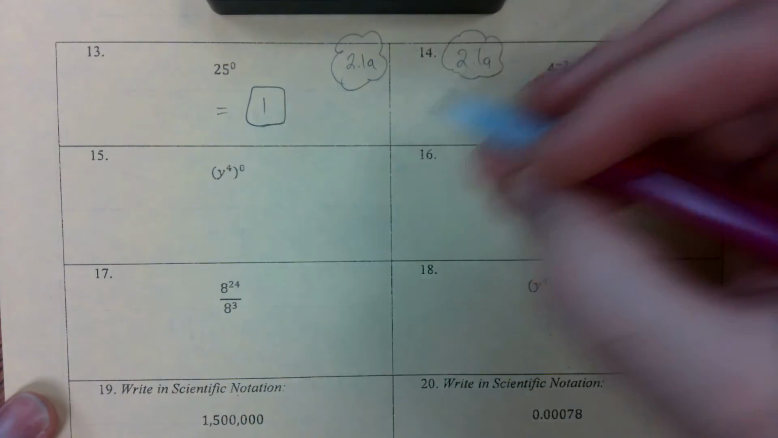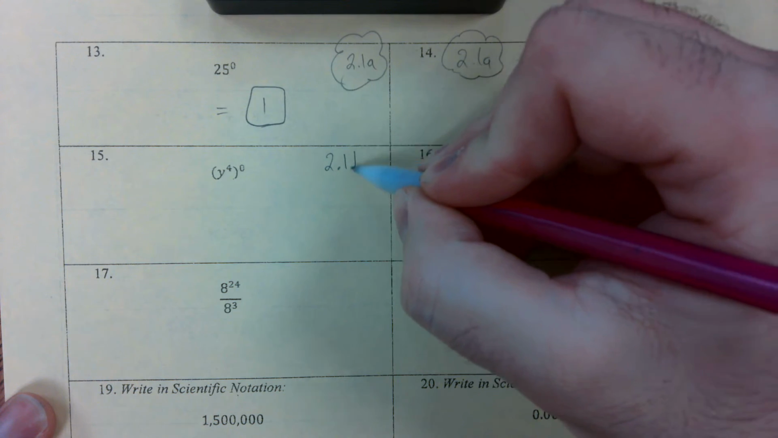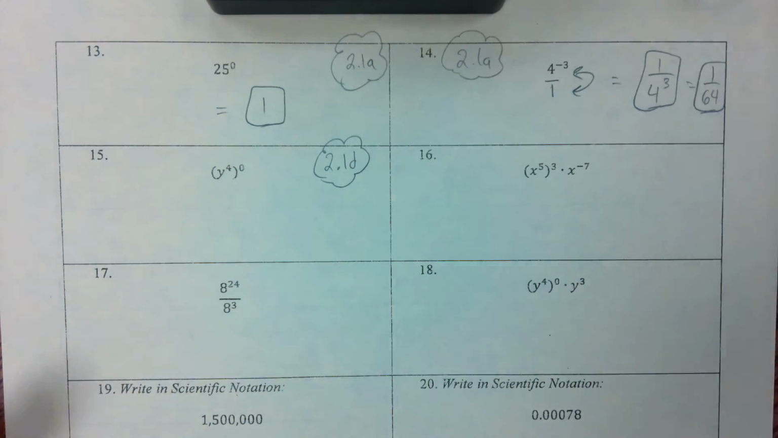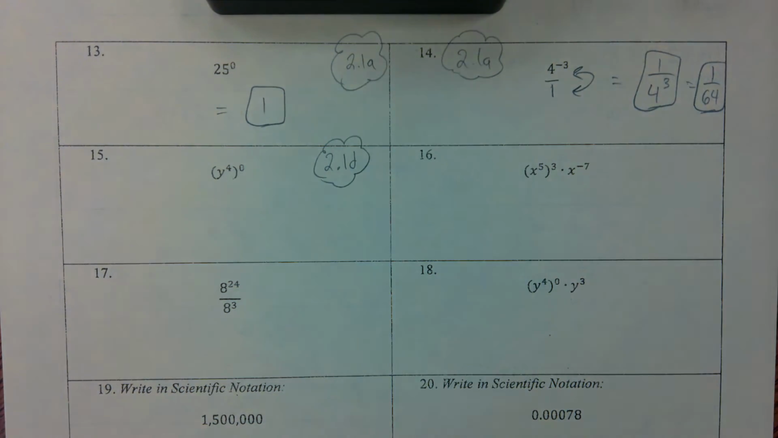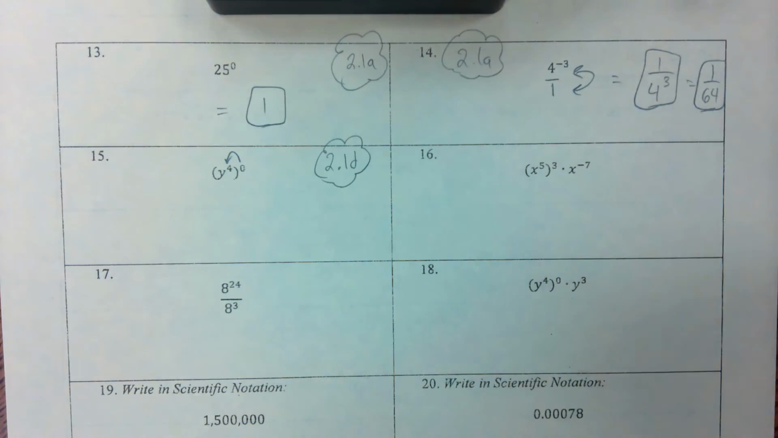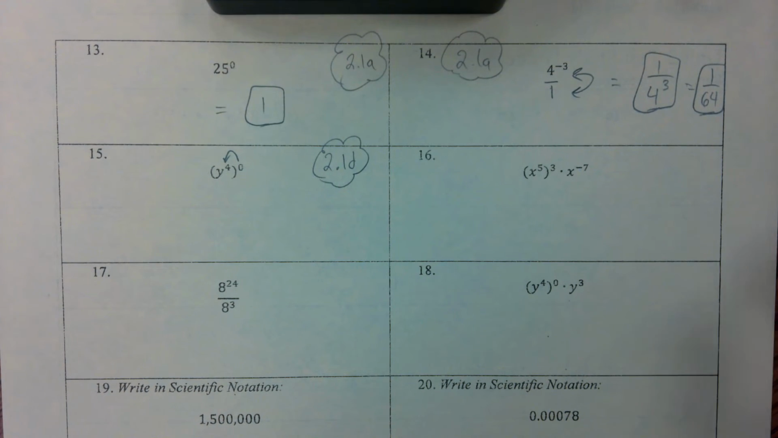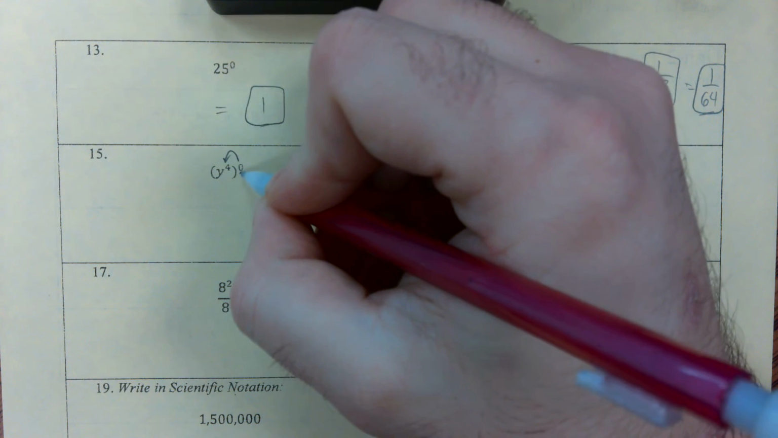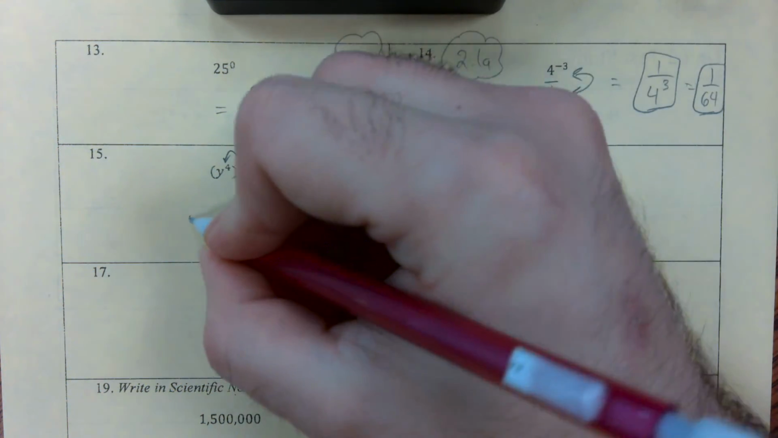Number 15, this is going to be 2.1d, the power rule, right? So when we see an exponent on the outside of our parentheses like that, what are we going to do with these two exponents? We're going to add them, subtract them. What are we going to do? We got to divide them. We got to multiply them, right? Whenever there's an exponent outside the parentheses, we have to multiply it.